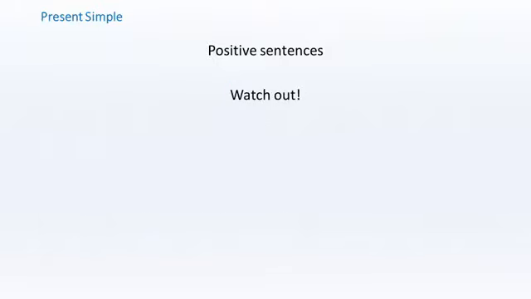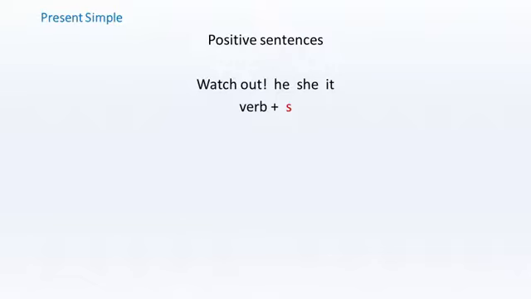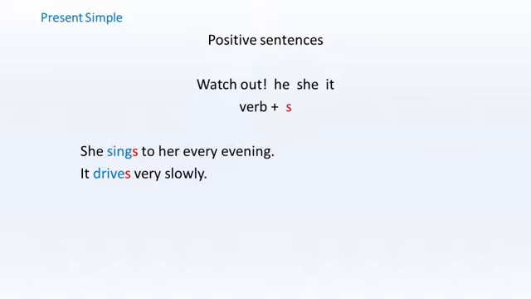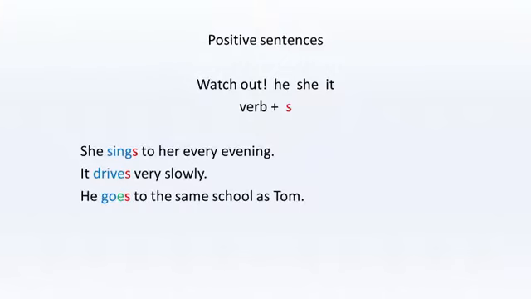What we have to be careful about is the third person singular: he, she, and it. The verb in the positive sentences in these cases takes the S ending. For example, she sings to her every evening. It drives very slowly. If the verb ends in O, an E comes between O and S, like in the sentence he goes to the same school as Tom.